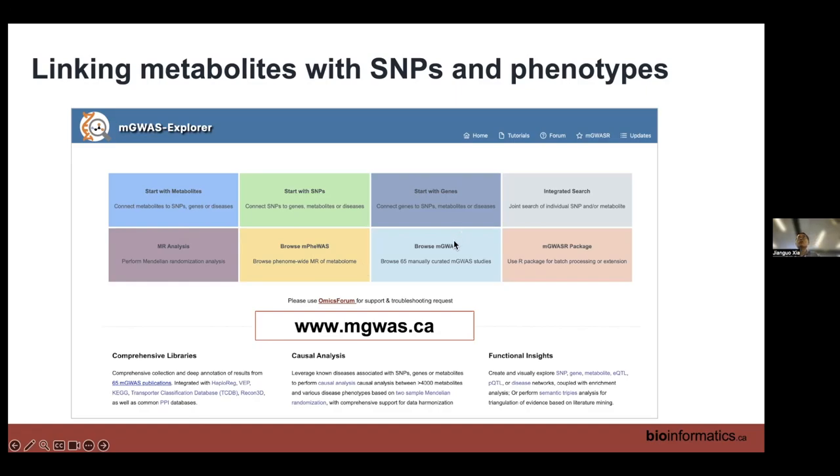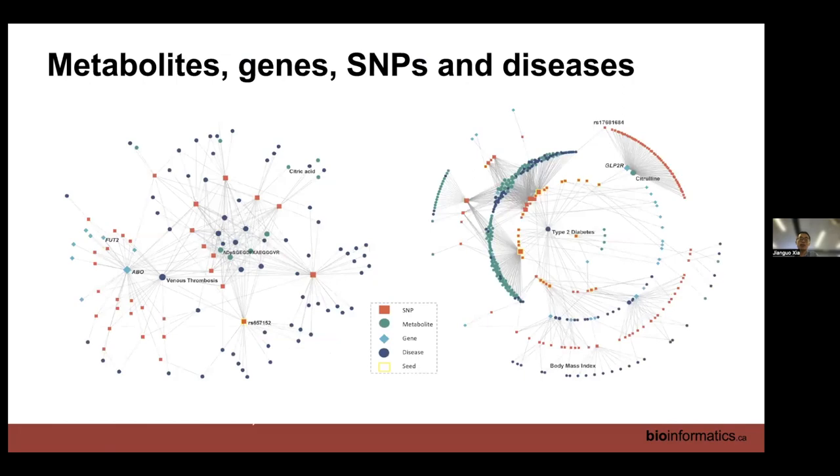I'm not going to go into very detailed demos, but if you have SNPs and you study humans, you can really find a lot of information from this website, because it integrates GWAS, MGWAS, and disease phenotypes all together. So you can see some of the results, and it shows some pathways, not pathways, networks.